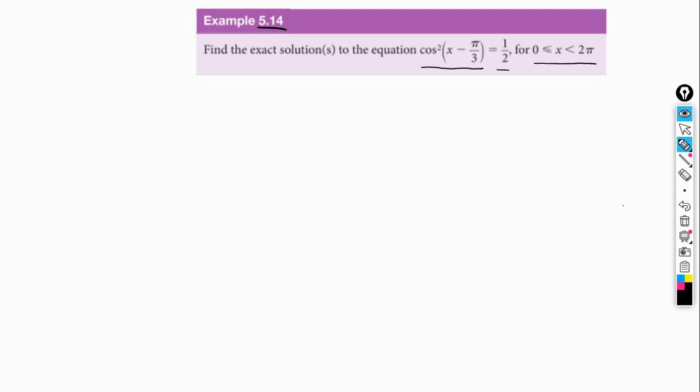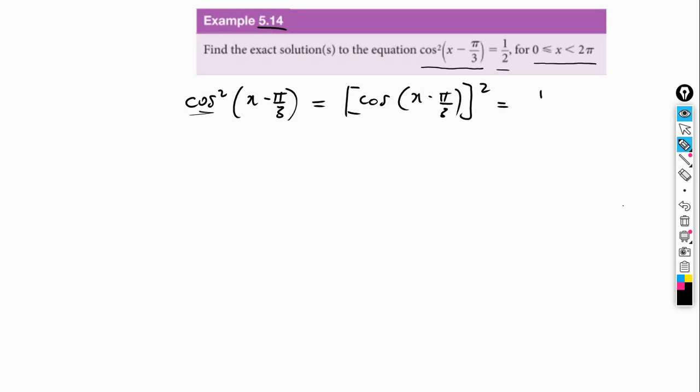Okay, so here the first thing to notice, and this is sometimes confusing, cosine squared of x minus pi thirds is the same as saying cosine of x minus pi thirds, squared. So it's the whole thing that is squared, not just this little part. And then we have that this equals 1/2.